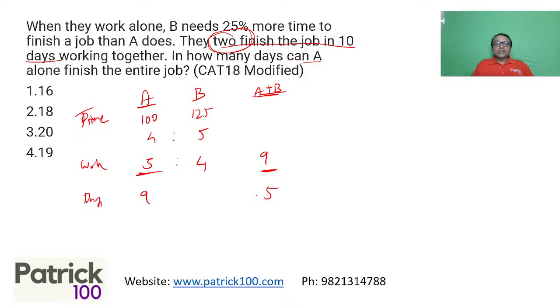Right? Work done is 5 is to 9. So days taken is 9 is to 5. 5 stands for 10 days. Double. So 9 will stand for 18 days. Double. Second option. That's the answer.